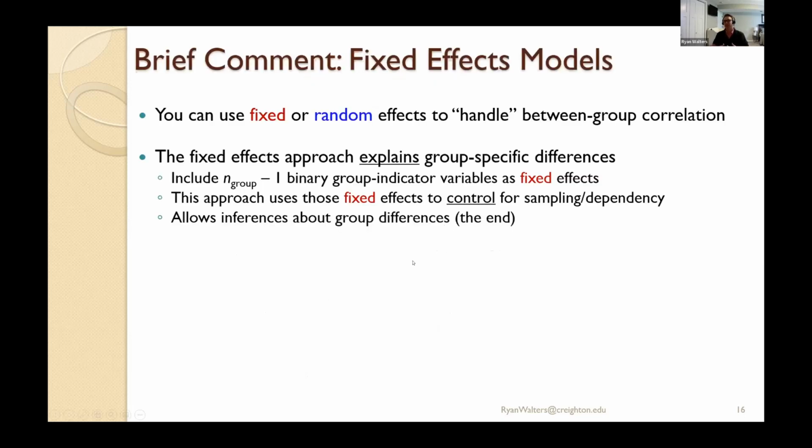One of the questions that came up when we were putting this workshop together is, I don't really know when we should use a fixed effects approach versus a multi-level model. The choice is you can use either. The purposes of them are very, very different. You can use either fixed effects approaches or random effects in a multi-level model to quote unquote handle that between group dependency or correlation.